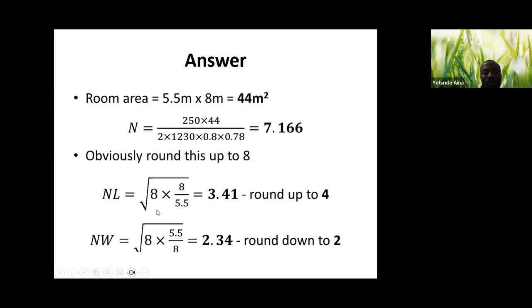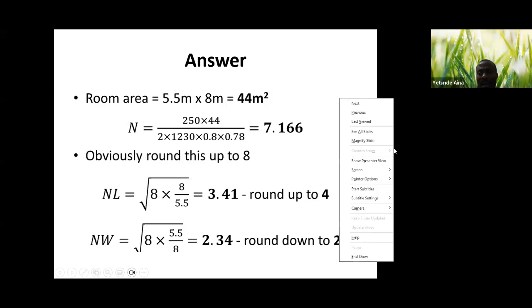Our NL will be equal to the square root of 8 multiplied by 8 divided by 5.5, which is equal to 3.41, and by rounding it up, that gives us 4. Then our NW gives us the square root of 8 times 5.5 divided by 8, which is 2.34. If we round this down to 2, we are going to have 2 for this. So this is how to calculate this when you are given this to do in any installation.